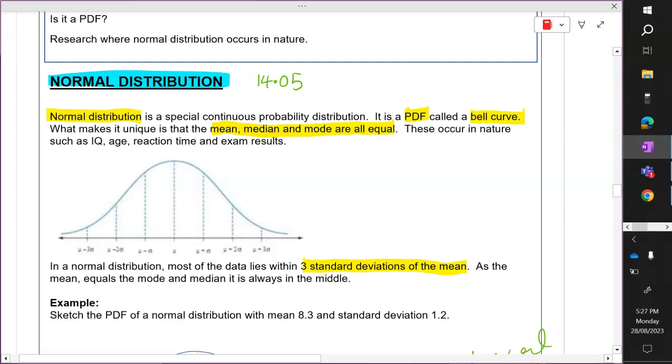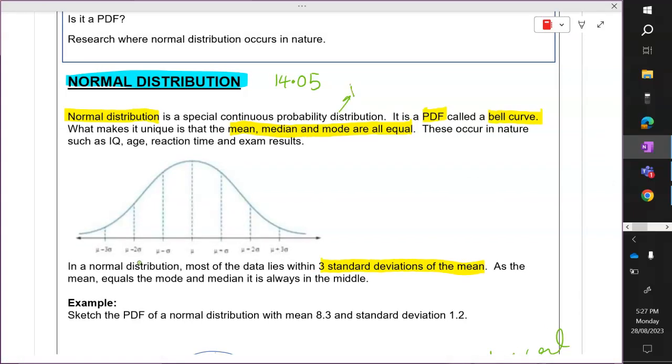The normal distribution is a special continuous probability distribution. So it's a PDF, it's special. This is the topic that starts to overlap with standard maths a little bit. Okay, so we'll find a lot of the questions in the standard maths HSC section. It's often called a bell curve.